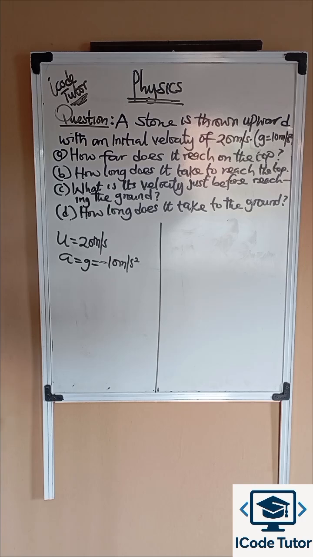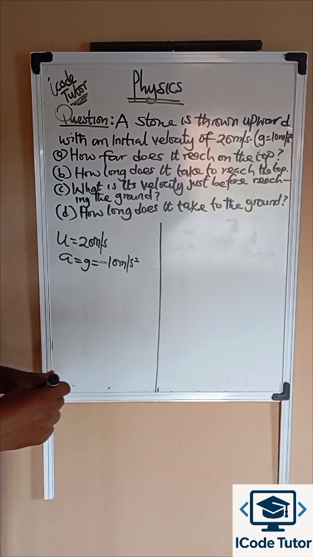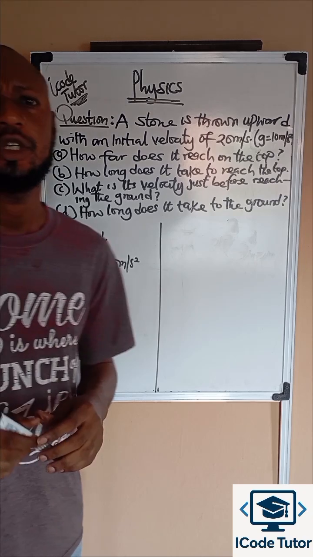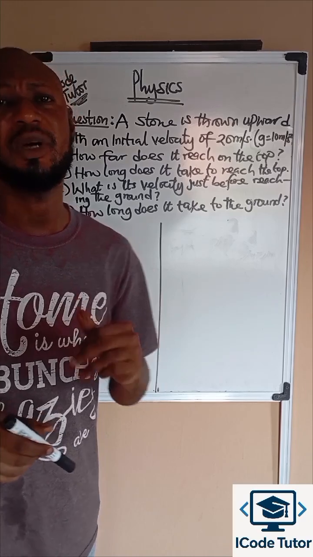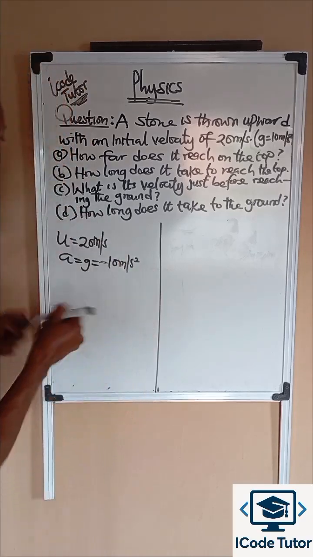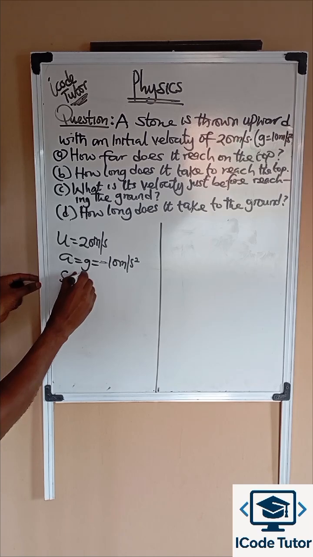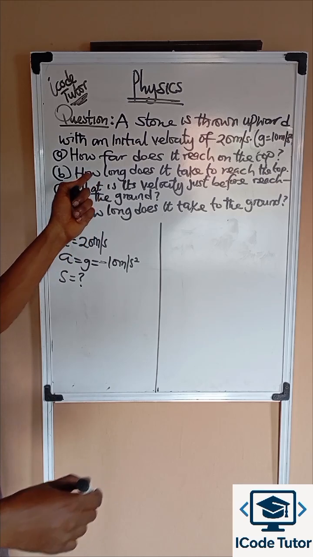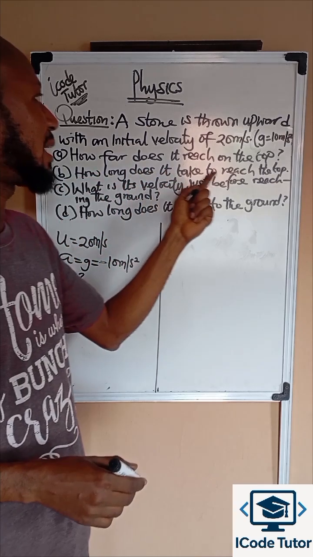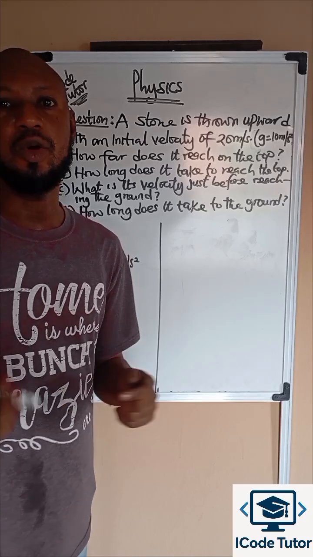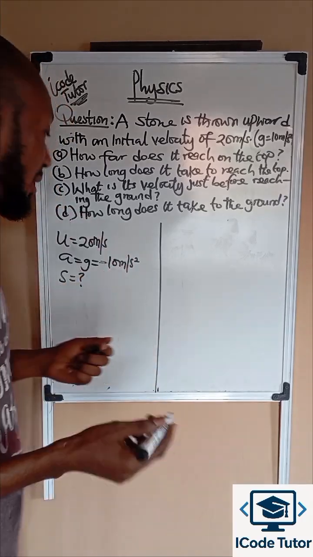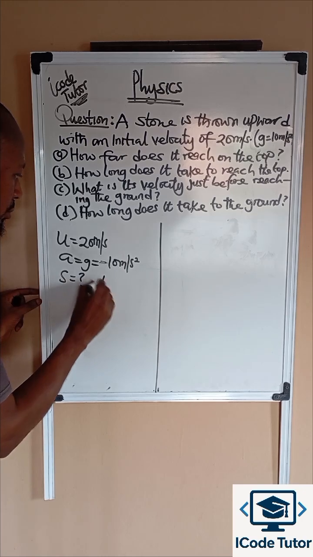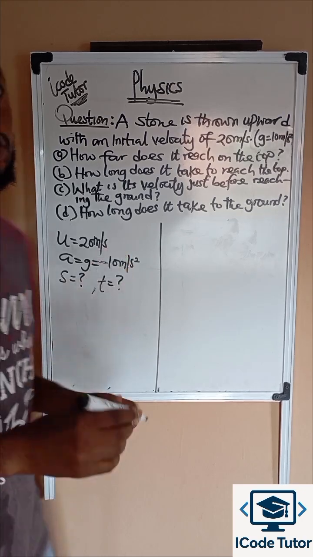Now, the question goes on: how far does it reach on the top? When they are talking about how far, that means distance. That means that we are calculating for distance, which is unknown. And the second one, how long does it take to reach the top? How long also is time. Let's say our time equals unknown too.